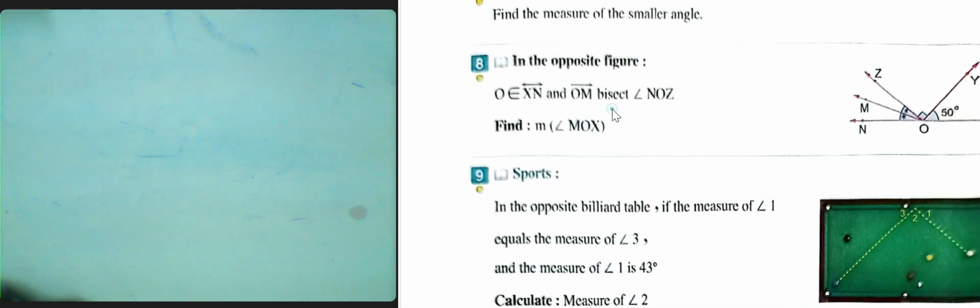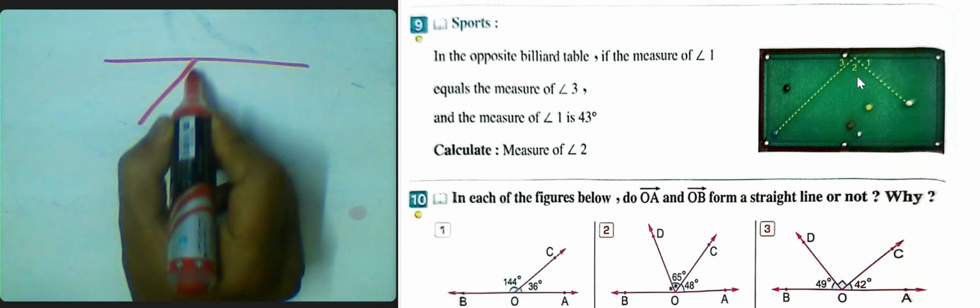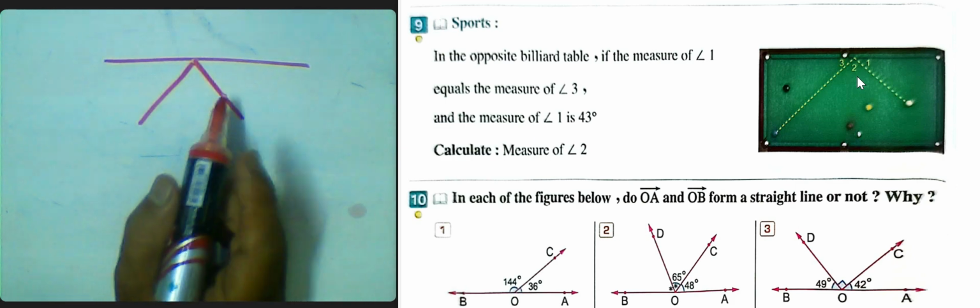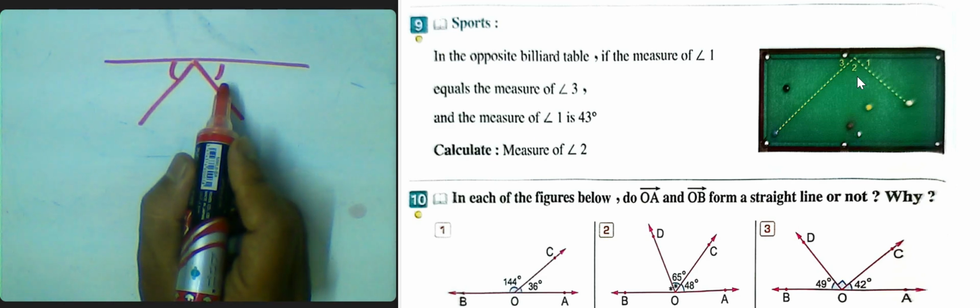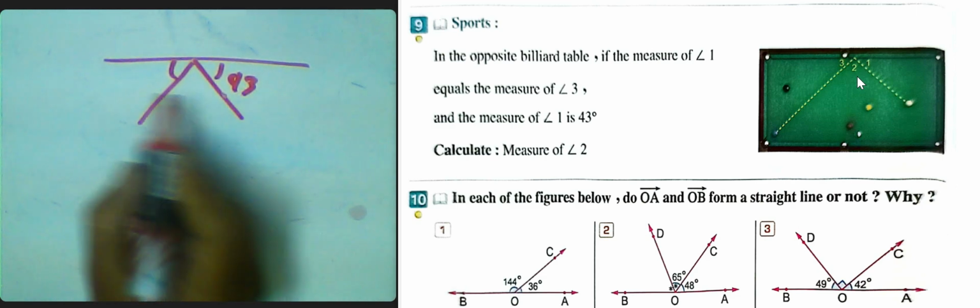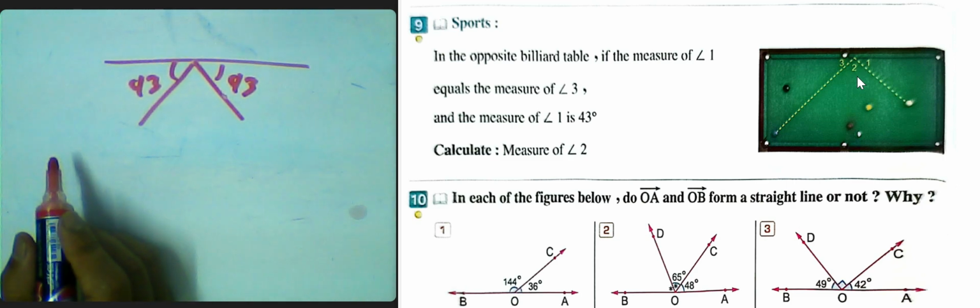Okay? Next question number 9. In the opposite billiard table, if the measure of angle 1 equals the measure of angle 3, and the measure of angle 1 is 43, you want to find the measure of angle 2. We have a straight line here divided into 3 angles. Angle 1 equals angle 3, and angle 1 is 43 degrees, so angle 3 is also 43 degrees.